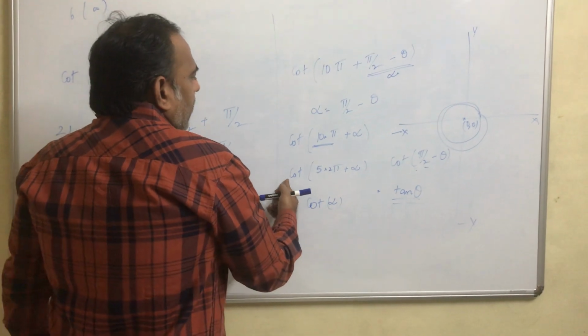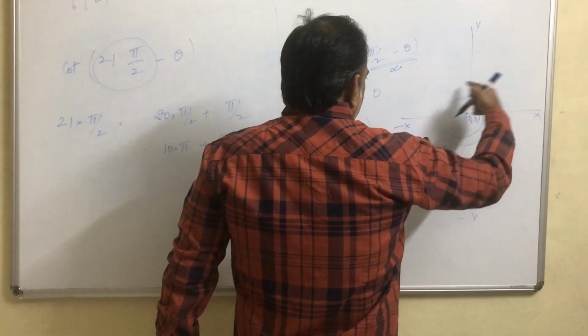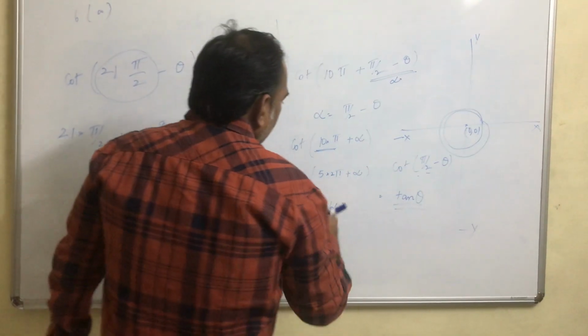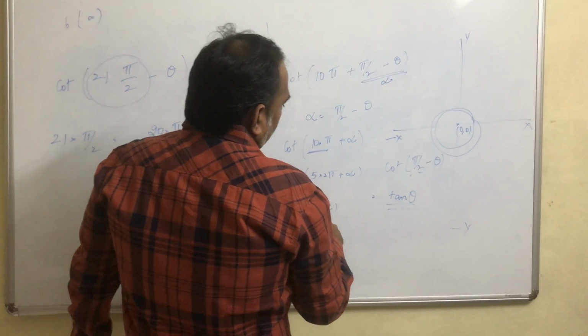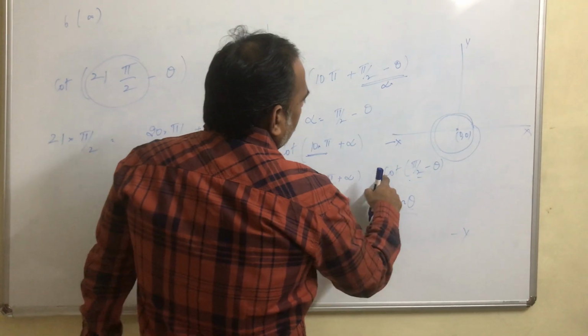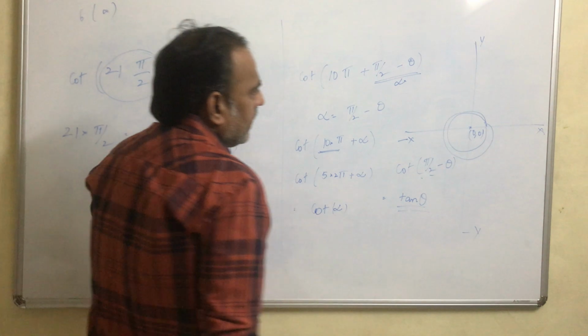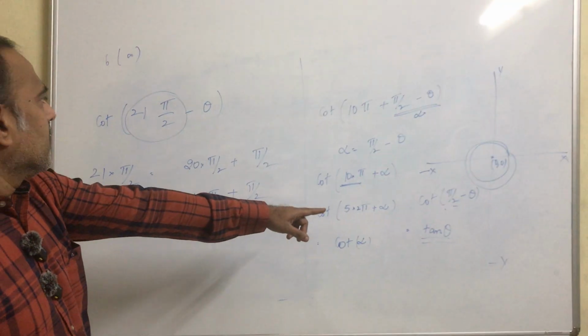And again, we make 5 rotations around the x-axis, right? 5 into 2 pi means we make 5 rotations. So this can be written as cot alpha. Again, just substitute alpha, right? So cot of pi by 2 minus theta. Cot of pi by 2 minus theta is tan theta. This is how we are able to simplify.